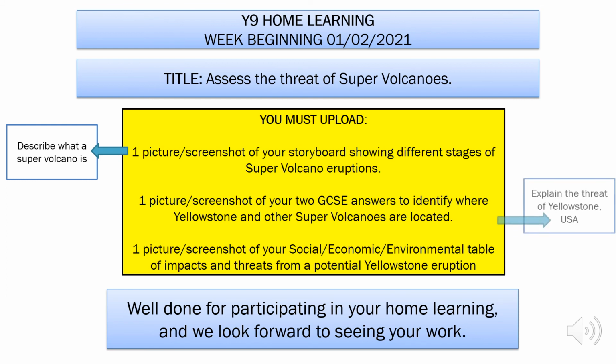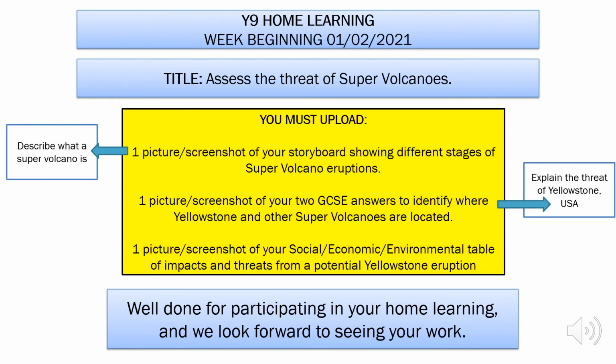For the second part of your learning journey, you will have a picture or a screenshot of your two GCSE answers to identify where Yellowstone National Park and other supervolcanoes are located. And then for the final part of your learning journey, you will upload one picture or screenshot of your social, economic, environmental table of the impacts and threats from a potential Yellowstone eruption.